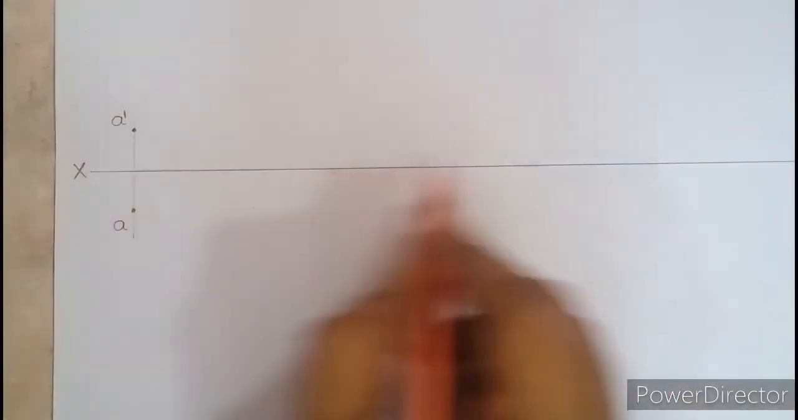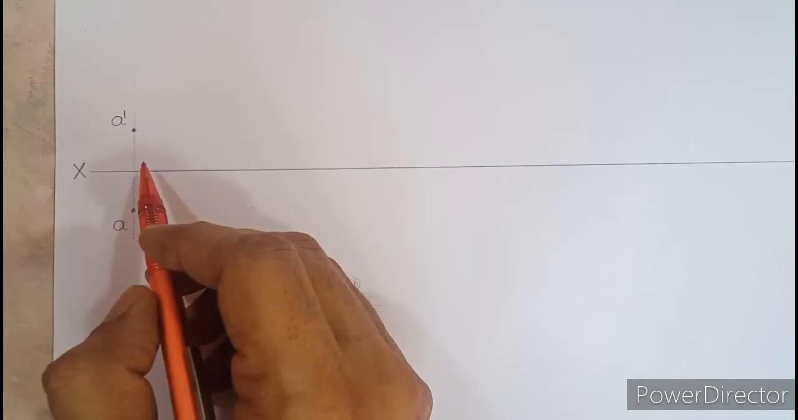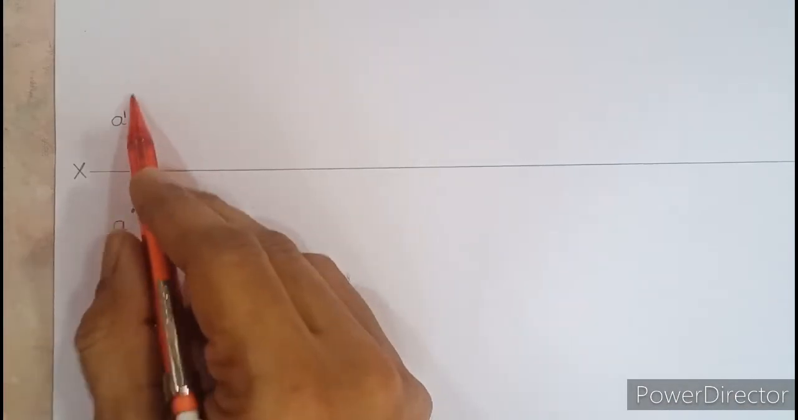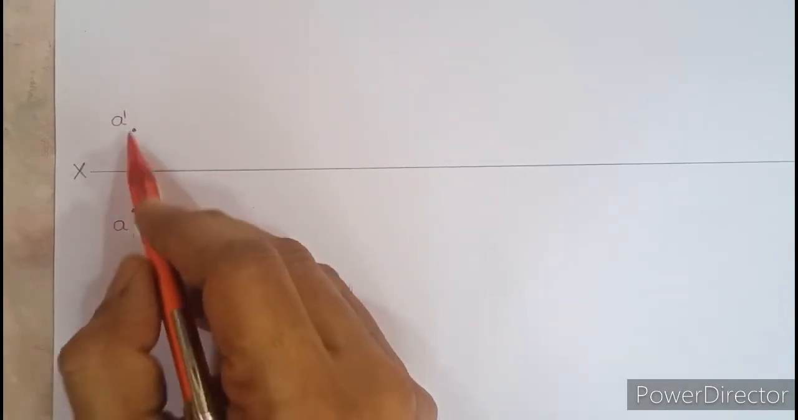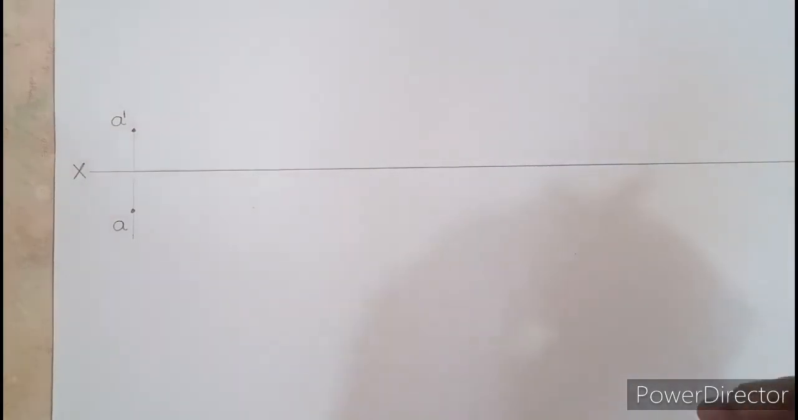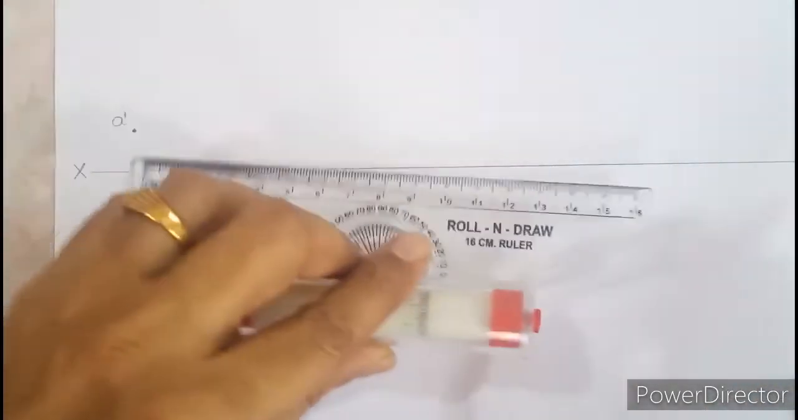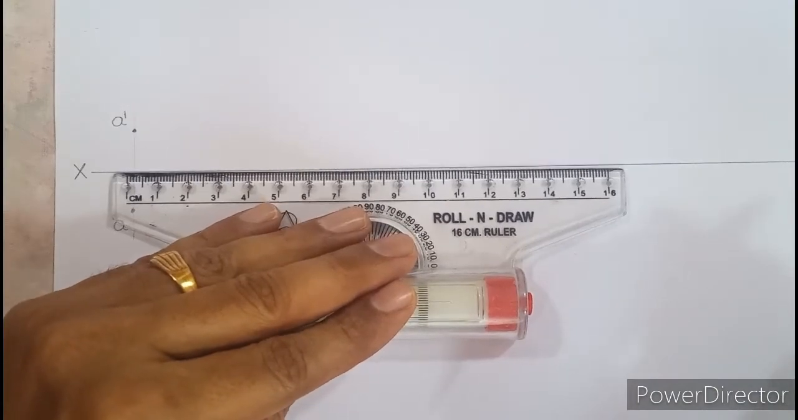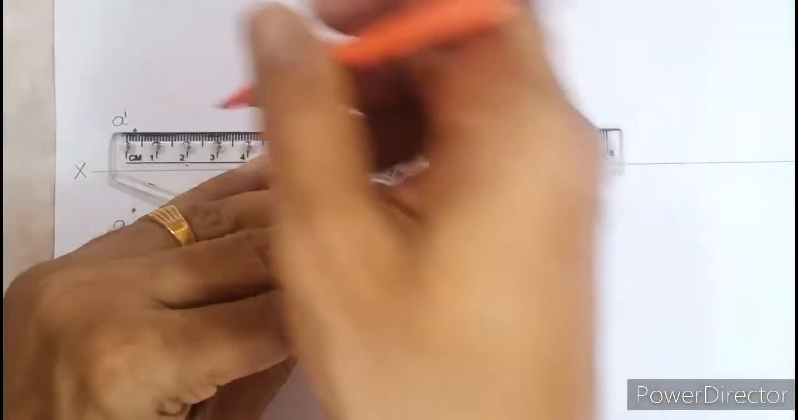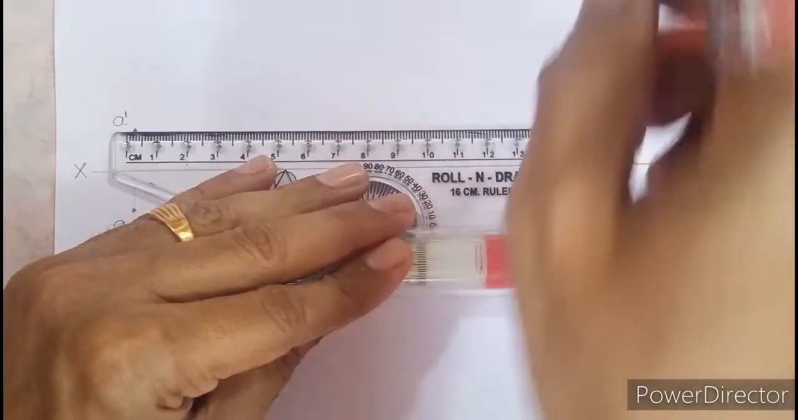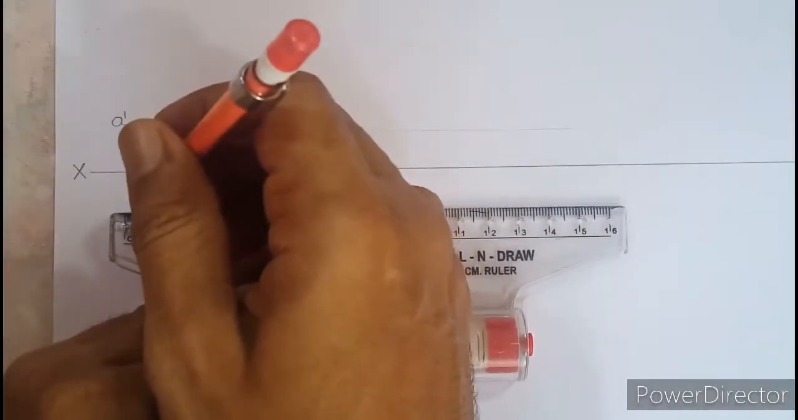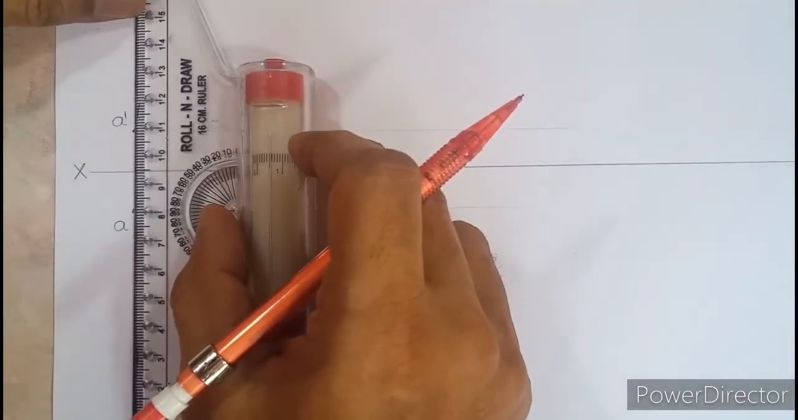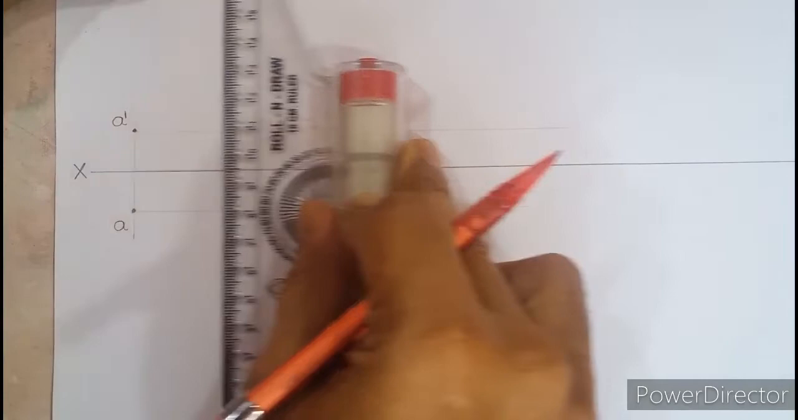So step number 1, draw medium dark XY. You have to learn the steps of drawing both the tools. Draw a light projector, mark A dash and A like this. Okay, once you're done with this, parallel to XY line, just roll this above and draw a light line from A dash and A.